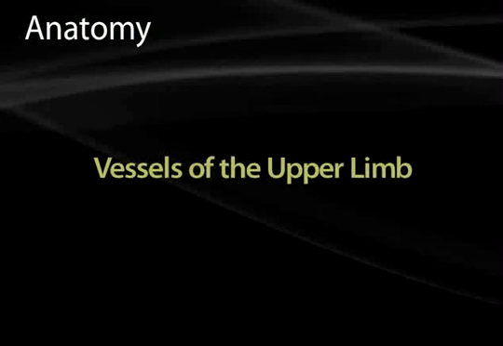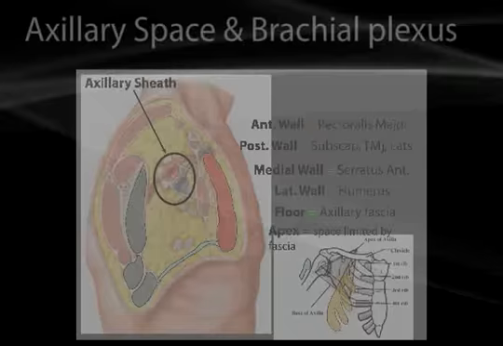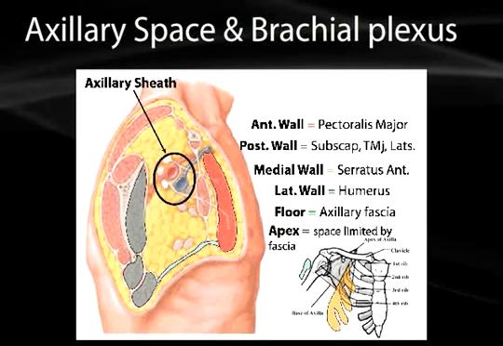This is going to be the section where we discuss the vessels and vascular related issues of the upper limb. We'll start by looking at the axillary space and some of the brachial plexus as it courses through the axillary sheath. Right now we're going to focus in on the vascular structures around it.